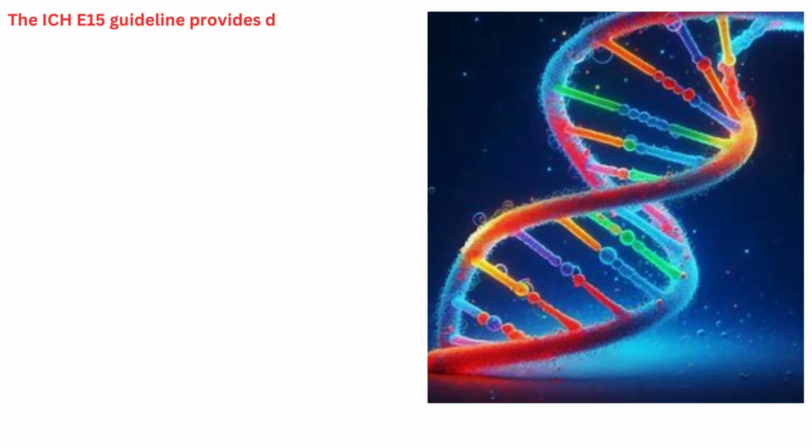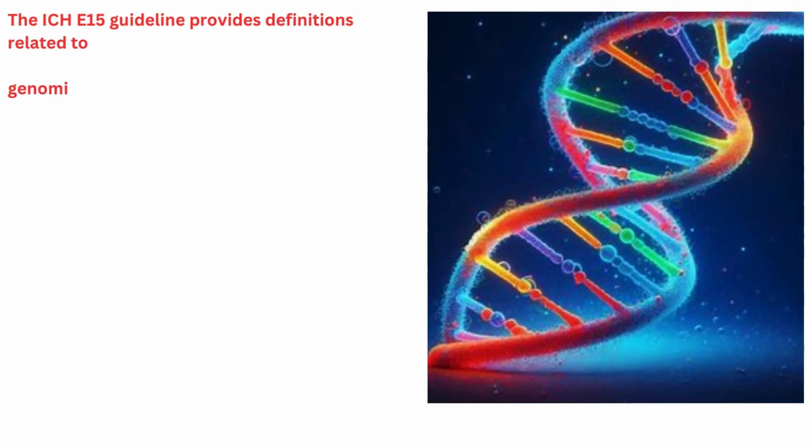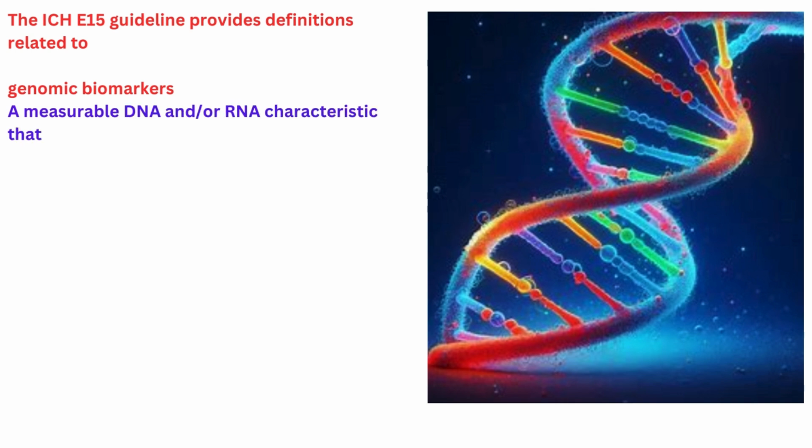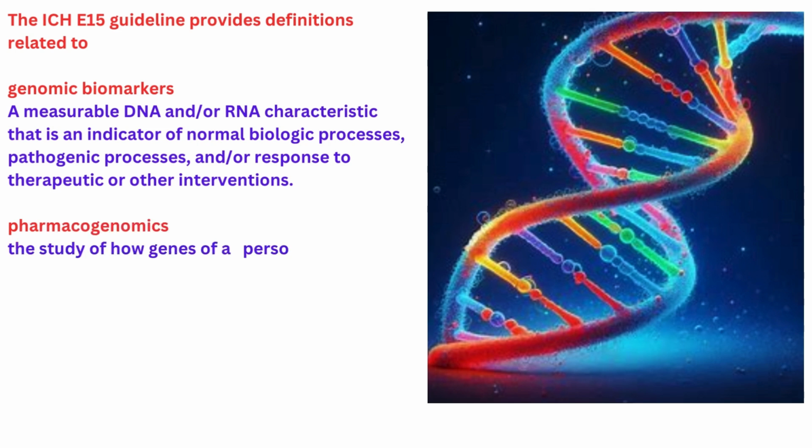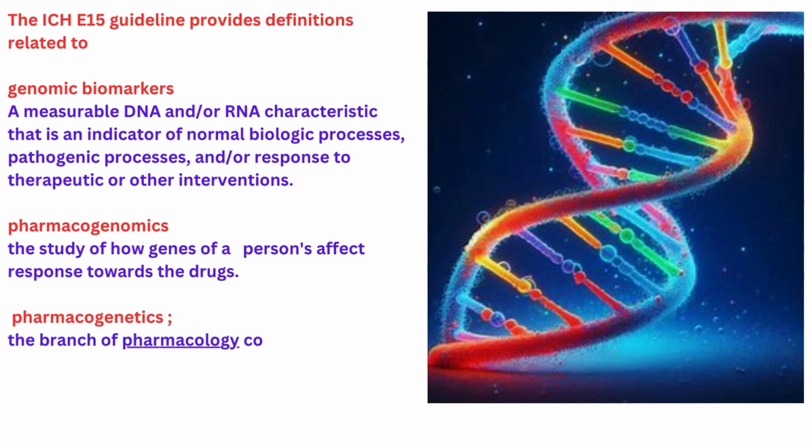ICH E15 guidelines provide definitions related to genomic biomarkers, pharmacogenomics, and pharmacogenetics. Genomic biomarkers means a measurable DNA or RNA characteristic that is an indicator of a normal biological process, a pathogenic process, and/or a response to therapeutic or other interventions. Pharmacogenomics means the study of how a person's genes affect the response towards a drug. Pharmacogenetics means a branch of pharmacology concerned with the effect of genetic factors on reactions to drugs.